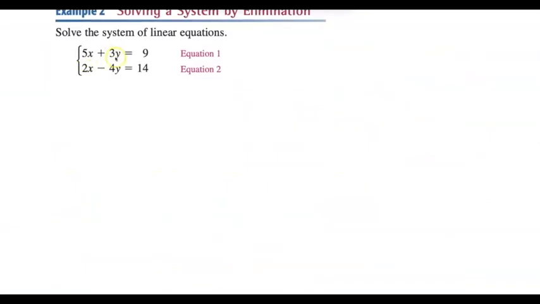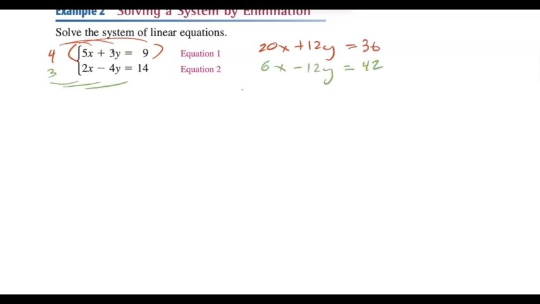We can get rid of the y's, since they're already different signs. What I'm going to do here is find the LCD for 3 and 4, which is 12. Multiply the top row by 4, and multiply everything in the top row. You're going to get 20x plus 12y equals 36. And we'll multiply the bottom row by 3 so that they match here. And we're going to add them up.